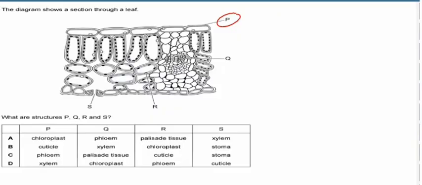So P is called the cuticle. Then Q is called the xylem. Then as for R, as you can see, R points at this structure here, which is called the chloroplast. Then S is called the stoma. So the correct answer here is just going to be B. P being a cuticle, Q being the xylem, and then R being the chloroplast, and then the last one is just going to be the stoma. The stoma is just the space where the gaseous exchange takes place.